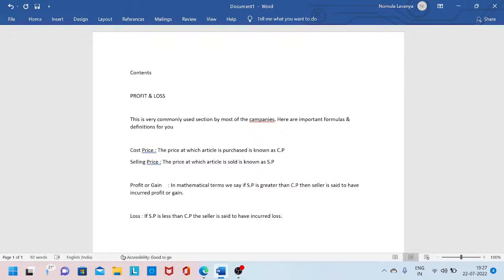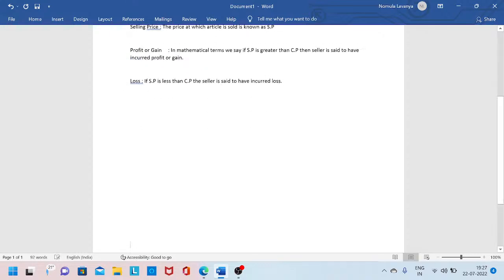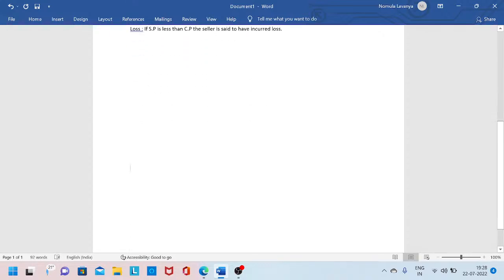And we have a few more formulas to remember. I am just writing them here. You need to remember these formulas so that it becomes easy for you to get the answers.